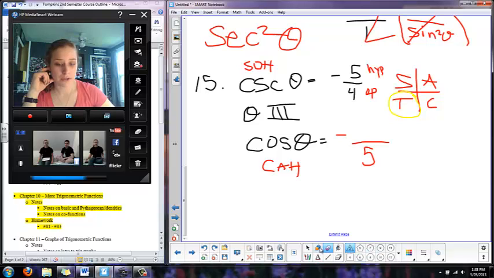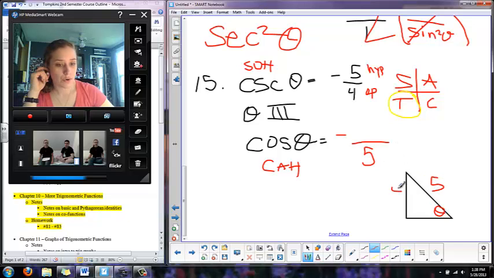So let's make my triangle again. I'm going to put my theta right here. My hypotenuse is 5. My opposite side is 4. This is the case where the 3, 4, 5 triangle does work. That is a Pythagorean triple, 3, 4, 5, because 3 squared is 9, plus 4 squared, which is 16. 9 plus 16 gives me 25. Square root of 25 is 5.